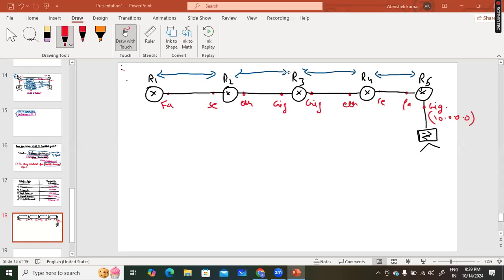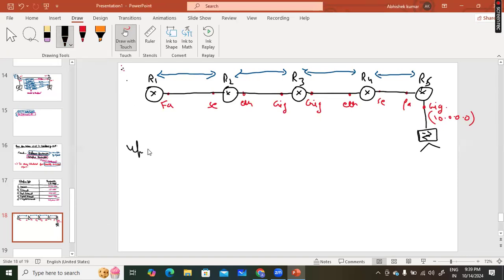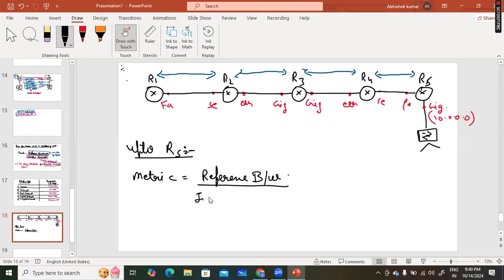So right now we are going to calculate the metric. How are we going to calculate the metric? That's what we have to see now. First of all, we have to calculate the metric up to router 5. So what is the formula for the same? Formula for metric is reference bandwidth upon interface bandwidth.